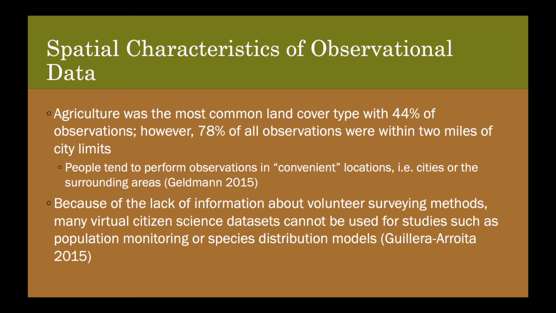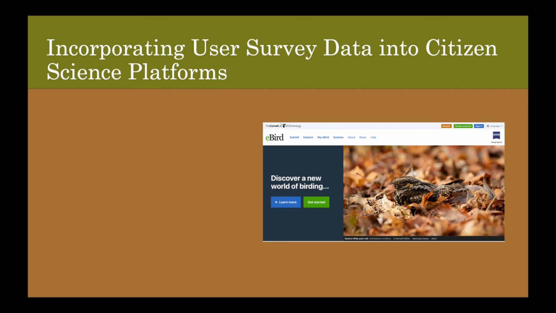Because of this lack of information, many virtual citizen science datasets are not suitable for population monitoring or generating species distribution models. However, there are a few methods that can be employed to combat this problem. Trying to maintain the flexibility of a citizen science platform while requiring a certain amount of additional user input is not an easy task. Luckily, there are platforms which are attempting to tackle this challenge.